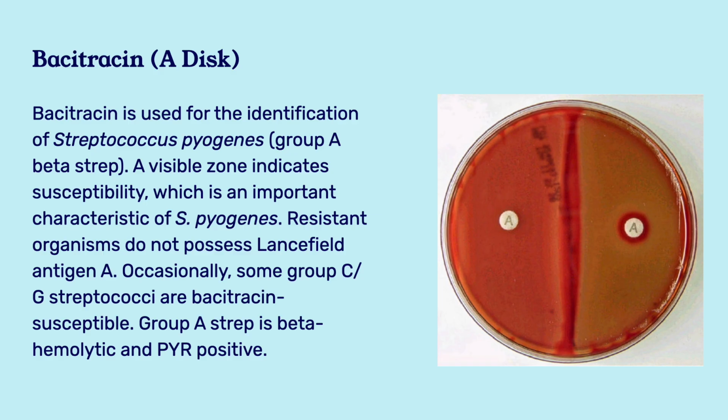Bacitracin, or A-disc, is used for the presumptive identification of Streptococcus pyogenes, also known as Group A beta strep. A visible zone, regardless of size, indicates susceptibility, which is an important characteristic of strep pyogenes. Resistant organisms do not possess Lancefield antigen A. Occasionally, some Group C and G strep are bacitracin susceptible, but for purposes of this class and for the BOC, you'll just want to know that Group A strep is susceptible. Additionally, Group A strep are beta hemolytic and PYR positive.